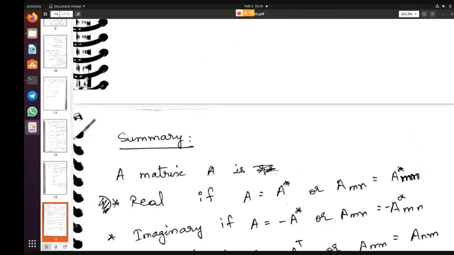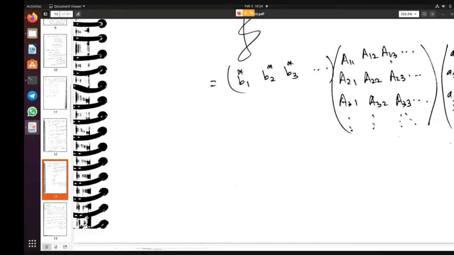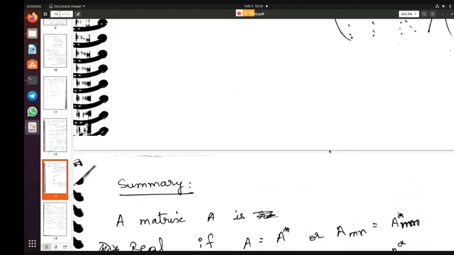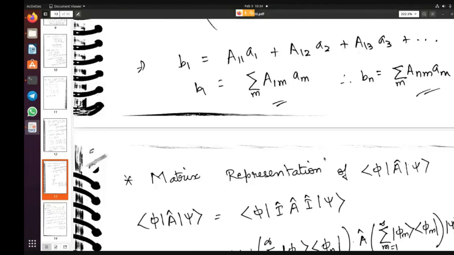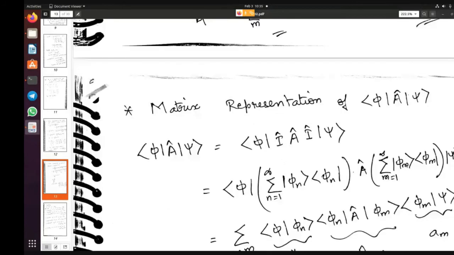So if you see this, this whole entire matrix multiplication is going to give you a number, right? First you will get A11 into A1 plus A12 into A2 plus A13 into A3, etc. That will become your individual rows. And then you multiply B1 star with those rows. Finally, you'll get one number, which will be in terms of summations. So these are like matrix representations of individual quantities, essentially.